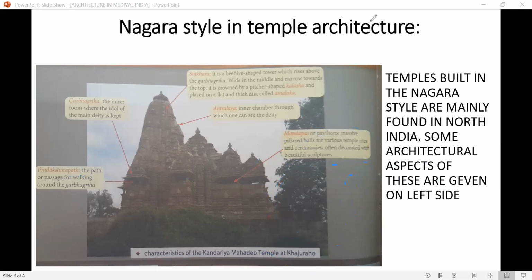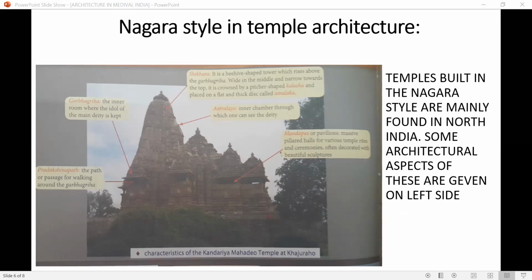And so the main thing to follow in this para is that Nagara style is mainly found in North India. It has 5 types of architectural aspects, which are known as Shikhara, Antalaya, Mandapas, Garbhagriha, and Pradakshinapath. These 5 things you have to just remember for your exam.